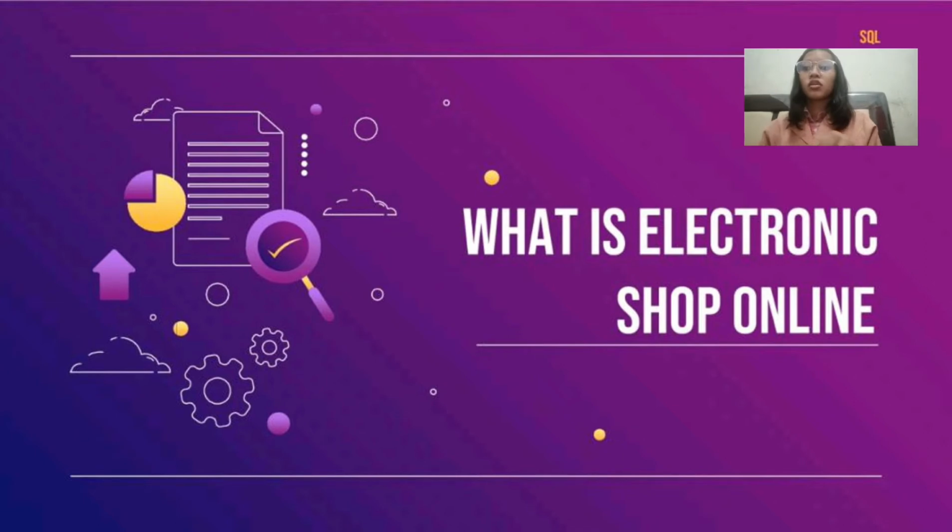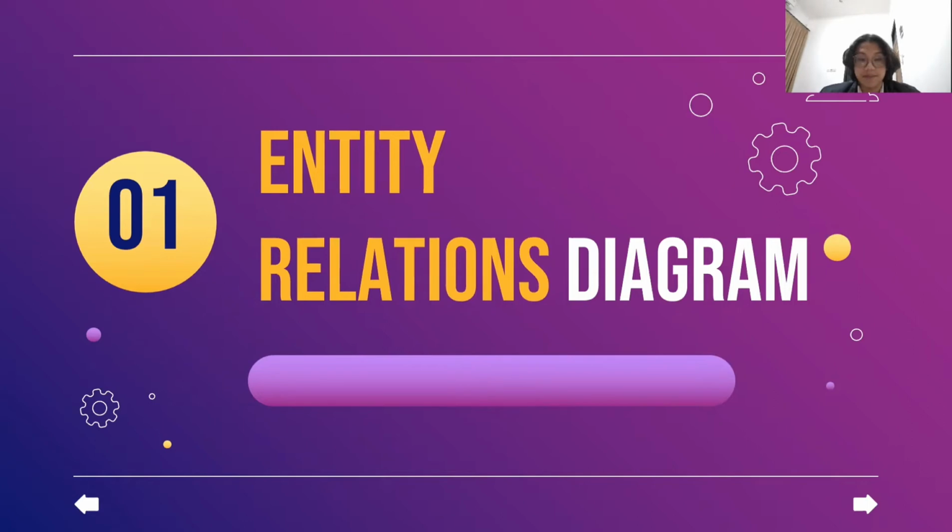First, I want to explain what an electronic online shop is. An electronic online shop is a buying and selling activity using technology and the internet. Both the seller and the buyer must be connected to the internet to make transactions. In simple terms, an electronic online shop is a process of buying and selling products electronically. First, the ERD, Entity Relation Diagram.